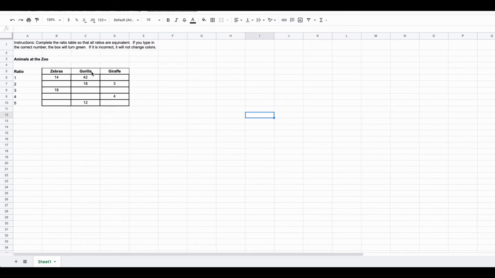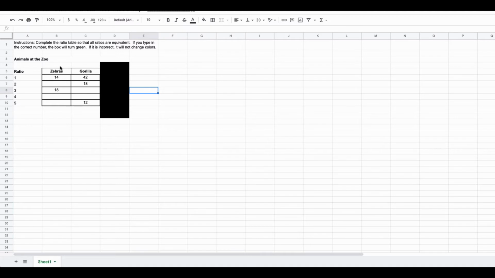Treat this as if it's two different problems. The first problem would be, I would say, cover up the giraffe part of this table and pretend it's not there. So I'm just gonna gray out these blocks temporarily and we'll come back to those in a bit. Right now, let's just pretend it's a zebra to gorilla ratio. Now, I can fill out the rest of this table.